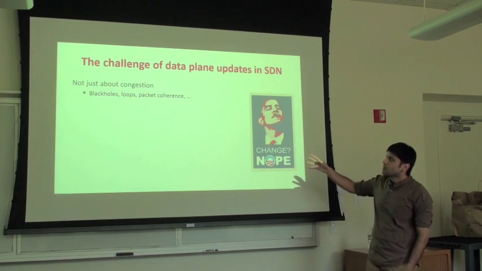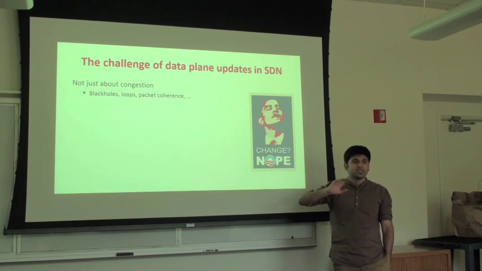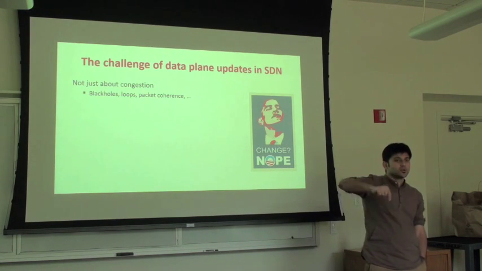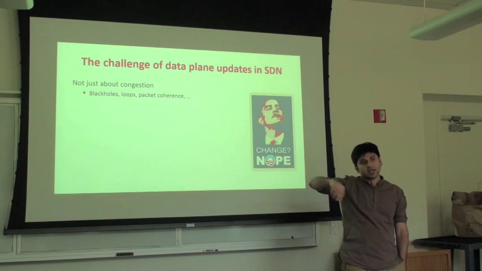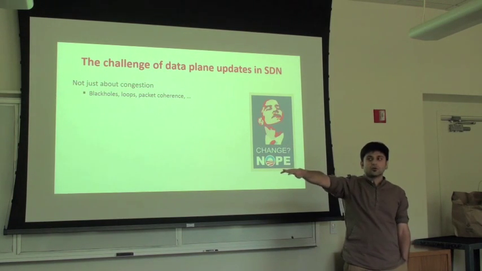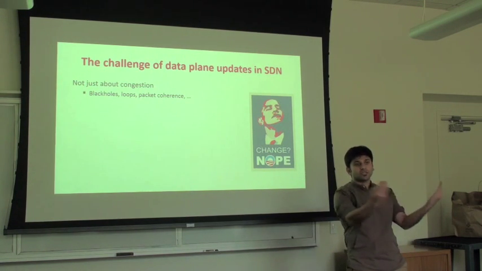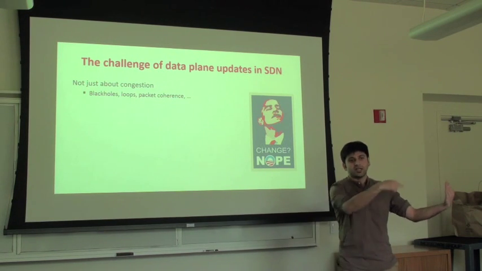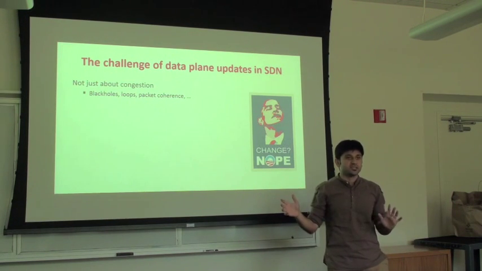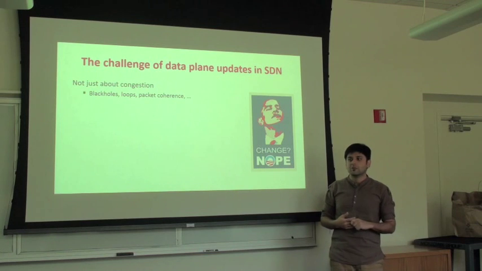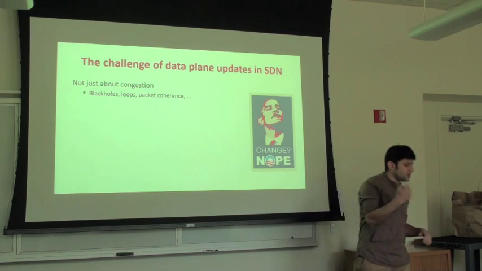And there's also this property that we're calling packet coherence, which is basically saying that if you have OpenFlow rules or switch rules in the path of the network, any packet that goes into the network should see either the old set of rules or the new set of rules, but never a mix of the two. So that's packet coherence. And that's basically a security-related property when you care about it, not resource-related.